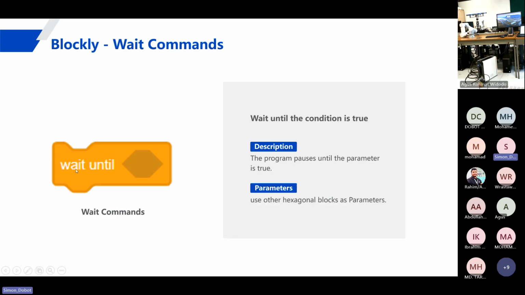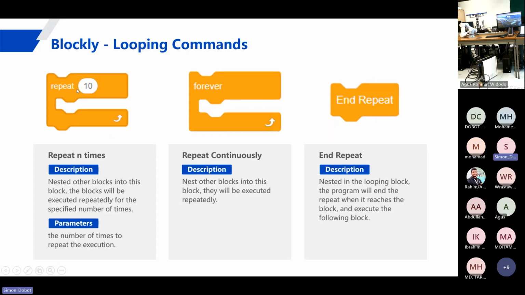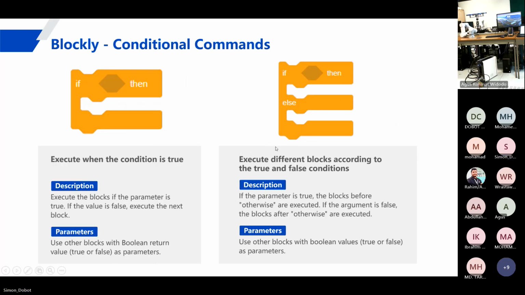With the wait command, you can wait until some condition is met. With repeat, you can repeat the program many times or forever, and also end repeat once some condition is met. If this condition is true, then you go to this, else you go to this, similar to this one.